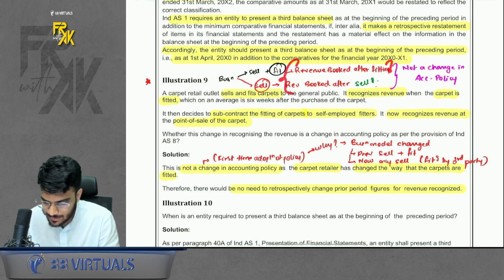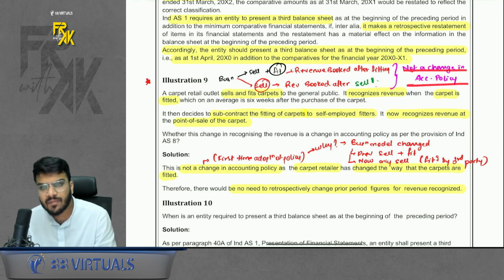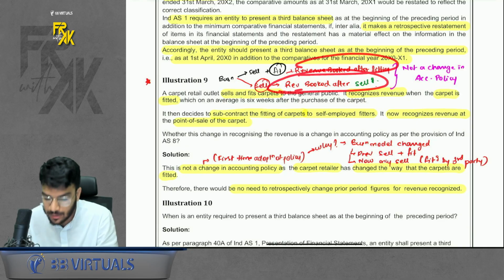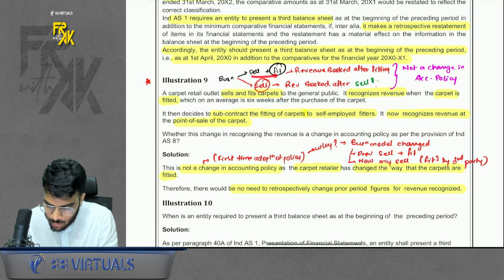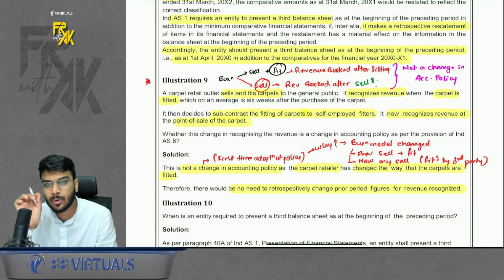So is this a change in policy? The answer is no. Not a change in policy. Sir, why? Sir, you are changing the policy of revenue booking now? This is not changing policy. Why? Because you are changing the method due to a change in business model.